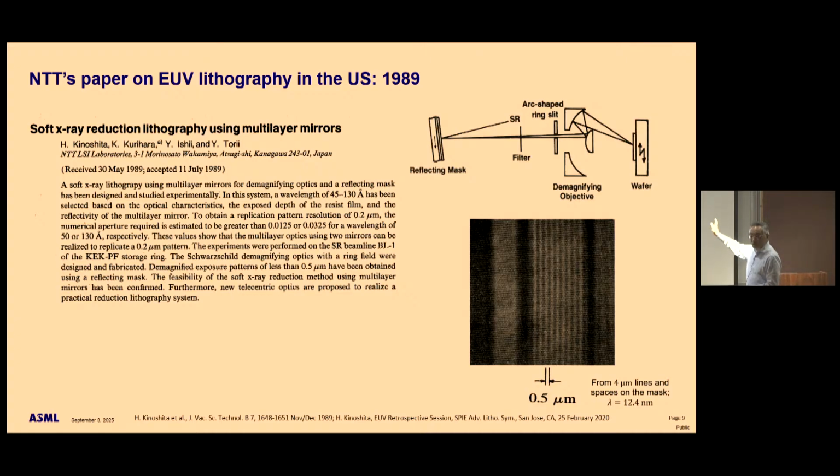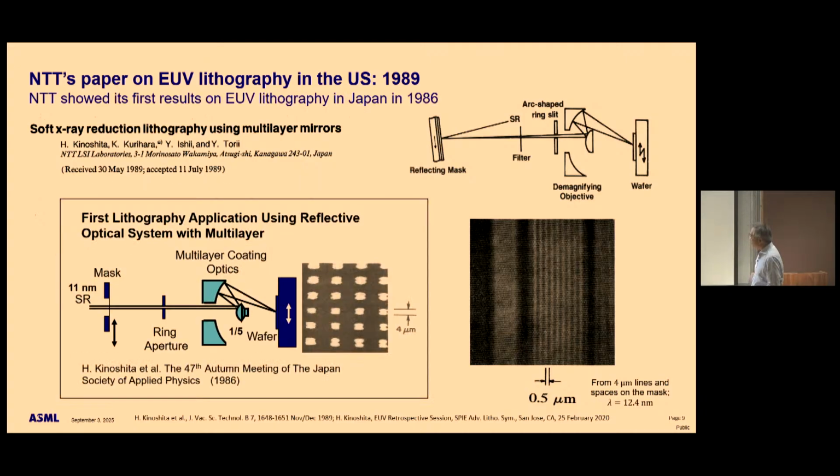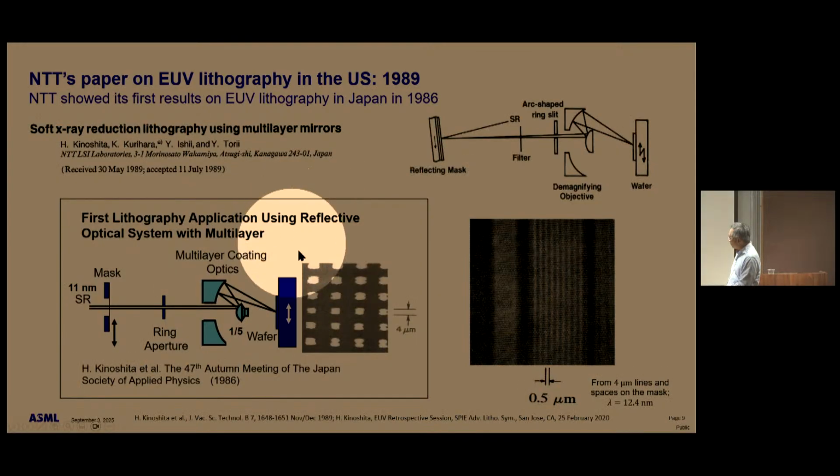But this wasn't his first paper. His first paper was actually 3 years before, in 1986, published in Japanese, in Japan, at the Japan Applied Physics Society meeting, fall meeting, 1986. Of course, the results were much cruder, but this was the first.